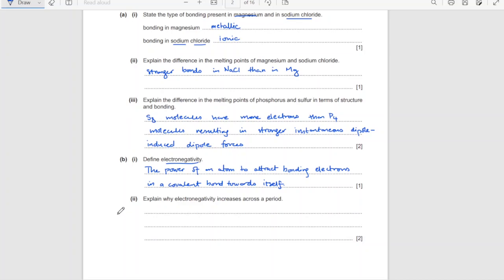All right, explain why electronegativity increases across a period. Remember, electronegativity is affected by the same three factors as ionization energy. Those factors are nuclear charge, number of shielding electrons, and the distance of the electrons from the nucleus in terms of number of shells. Across a period, you're going to have the same number of shielding electrons and shells. So I'll write this down: same number of shielding electrons and electron shells.